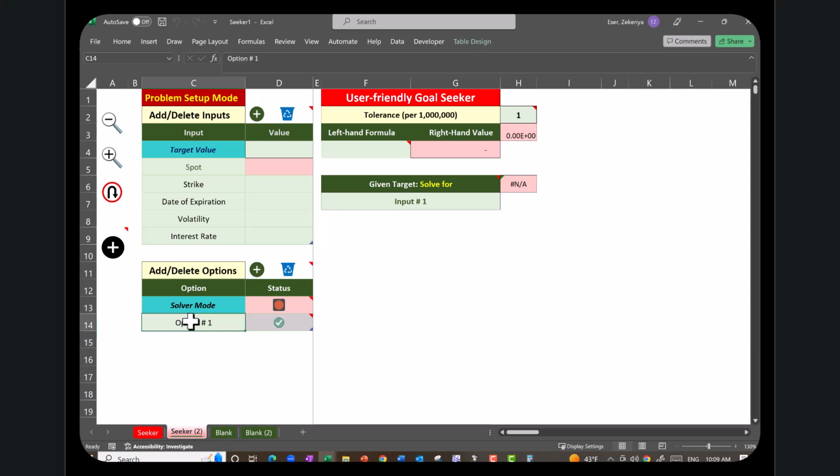So I'm going to call this, if this little animal is 1, call it call, otherwise put.